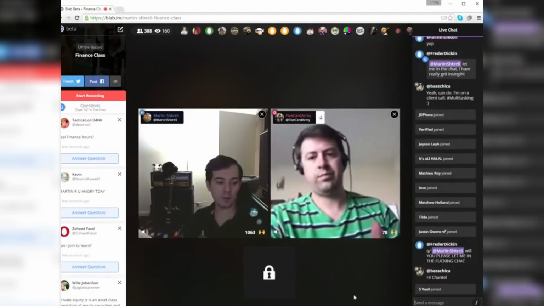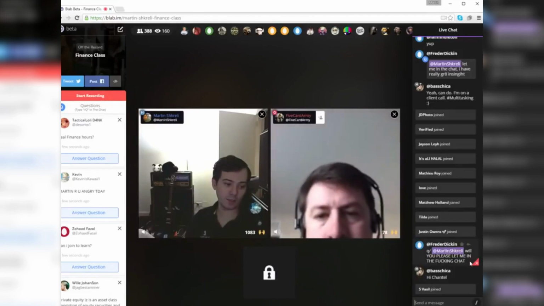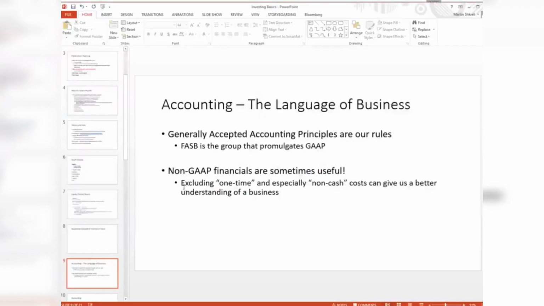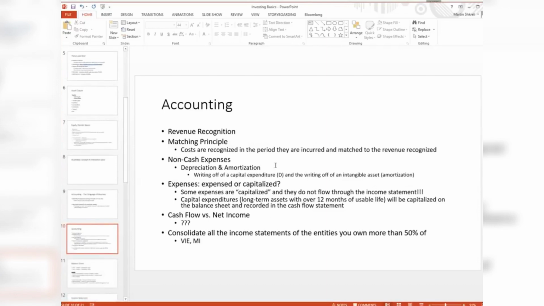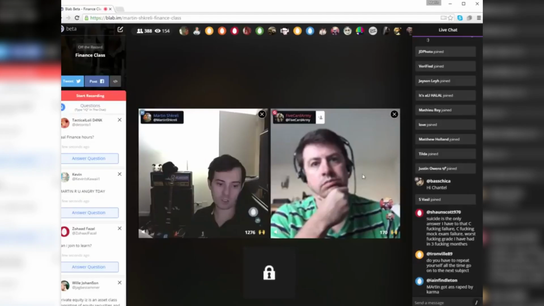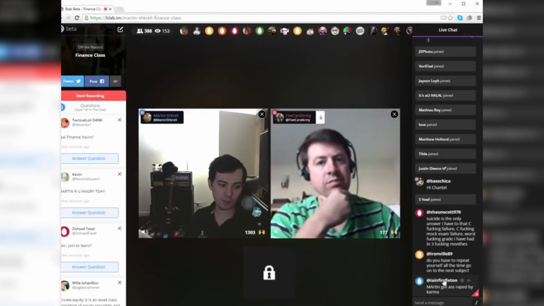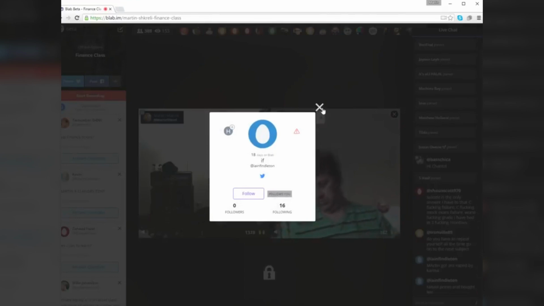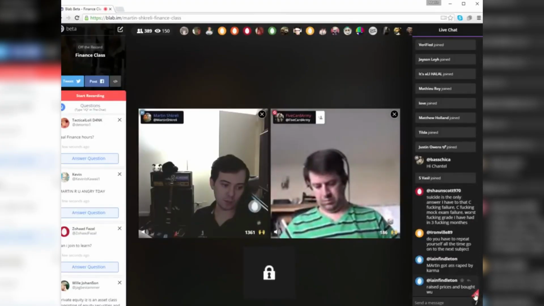So we spent some time on GAAP and FASB and some of those rules. There are more notes in the PowerPoint on accounting as well, on expenses and non-cash expenses and things like that. We talked a little bit about non-GAAP accounting and how it can sometimes be useful. We spent some time on the balance sheet and the income statement, and we're going to continue to do that.